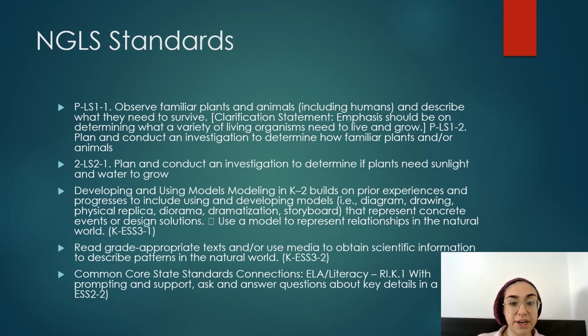So the first one, pre-kindergarten: observe familiar plants and animals, including humans, and describe what they need to survive. And plan and conduct an investigation to determine how familiar plants or animals grow. The second one is from grade 1: plan and conduct an investigation to determine if plants need sunlight and water to grow. The next one was from kindergarten, developing and using models. So this was a bit more of an extension of how they go about using these standards in their learning. So this was about using models.